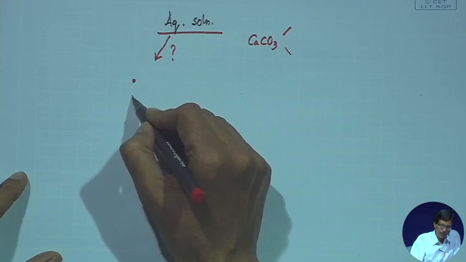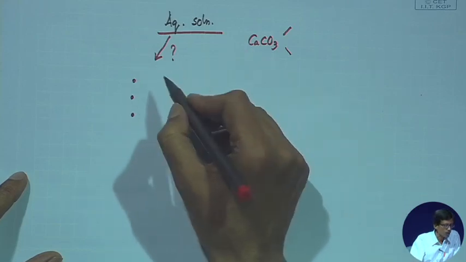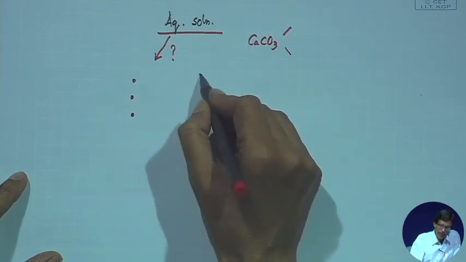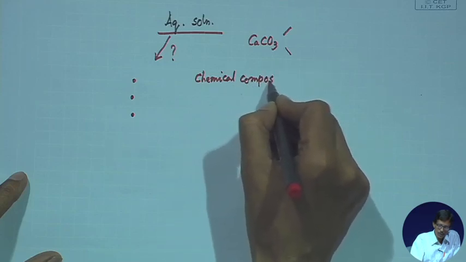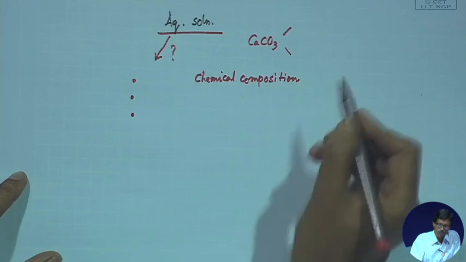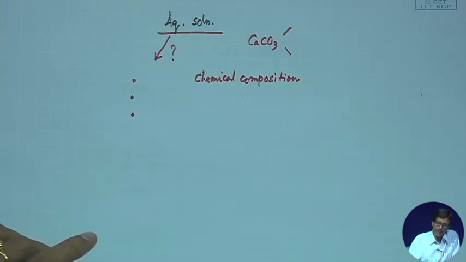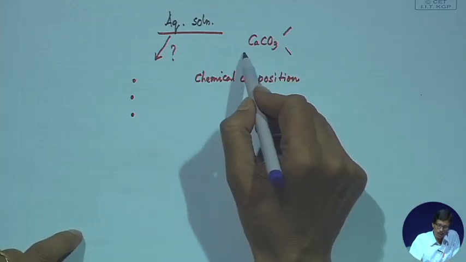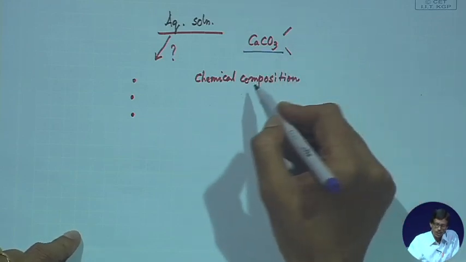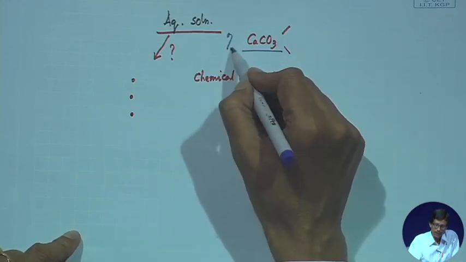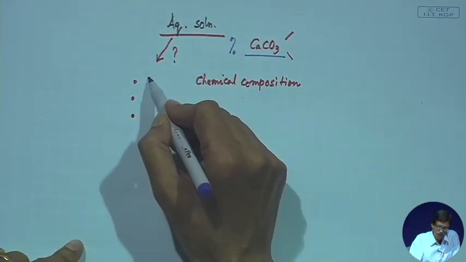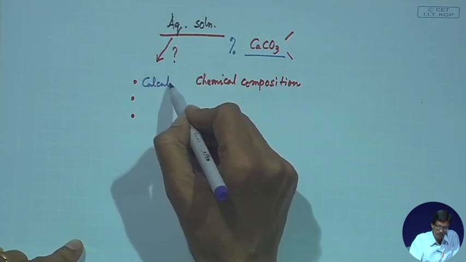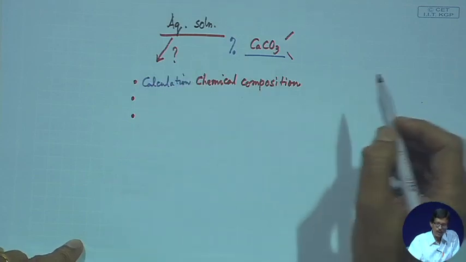there are several things we can think of from this aqueous solution. So, we can have some idea about the chemical composition. If we are interested to know the chemical composition, a real example is what we are just now discussing, your calcium carbonate. So, the composition of calcium carbonate, that means the percentage of calcium carbonate present in this particular sample. So, all sorts of different calculations we can do by knowing this.